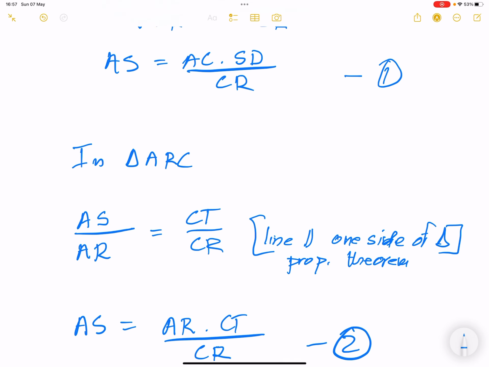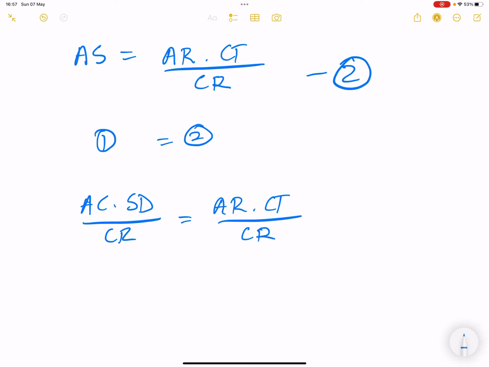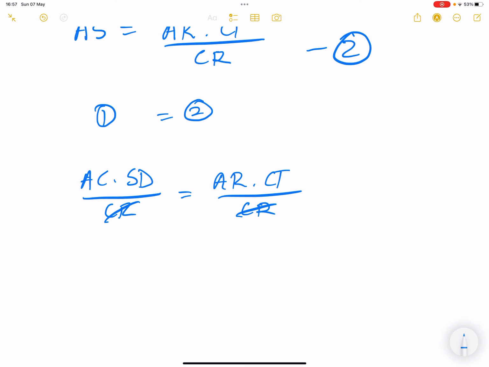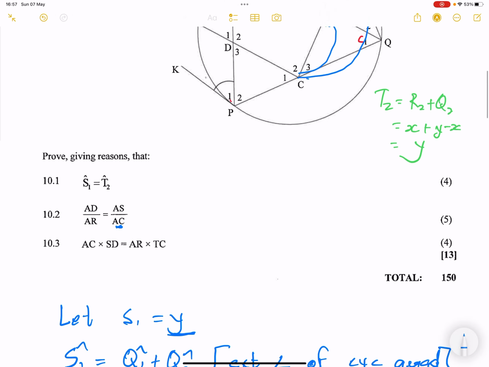And now I've got AC times SD over CR is equal to AR times CT over CR. Of course, we can drop those denominators in this case. And once we drop those denominators, we are left with AC times SD is equal to AR times CT. And in this case, that is what they had asked us to prove. You can call it CT or TC, it's still the same thing.